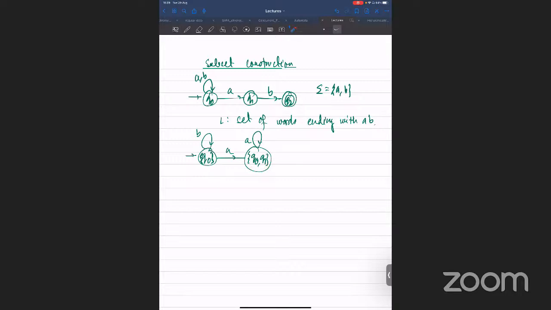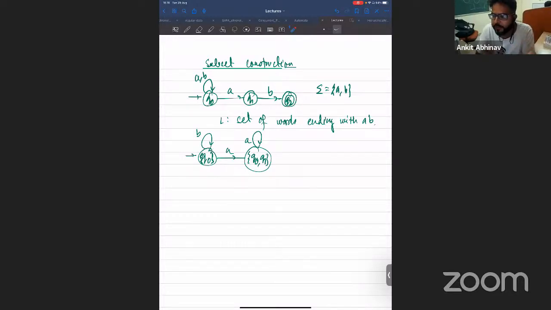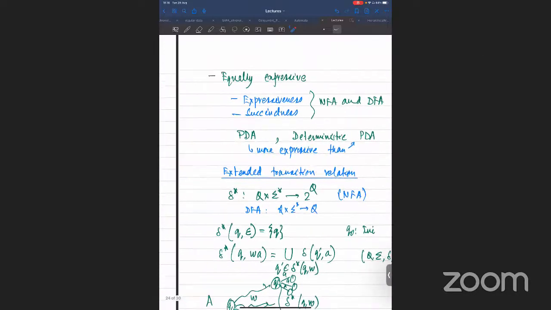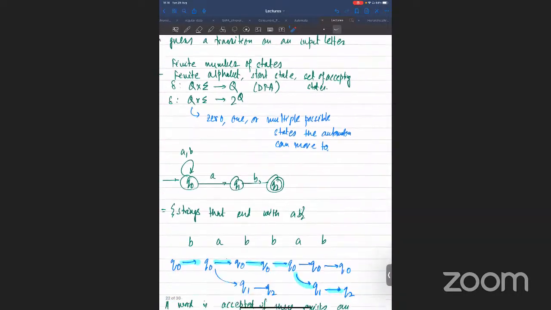So Ankit, you are familiar with the subset construction? I'm not familiar with this idea. I know that for an NFA there is a DFA, and that DFA can be constructed if I take this Q cross Q. Okay, so let me then tell you a bit about the idea of the subset construction.